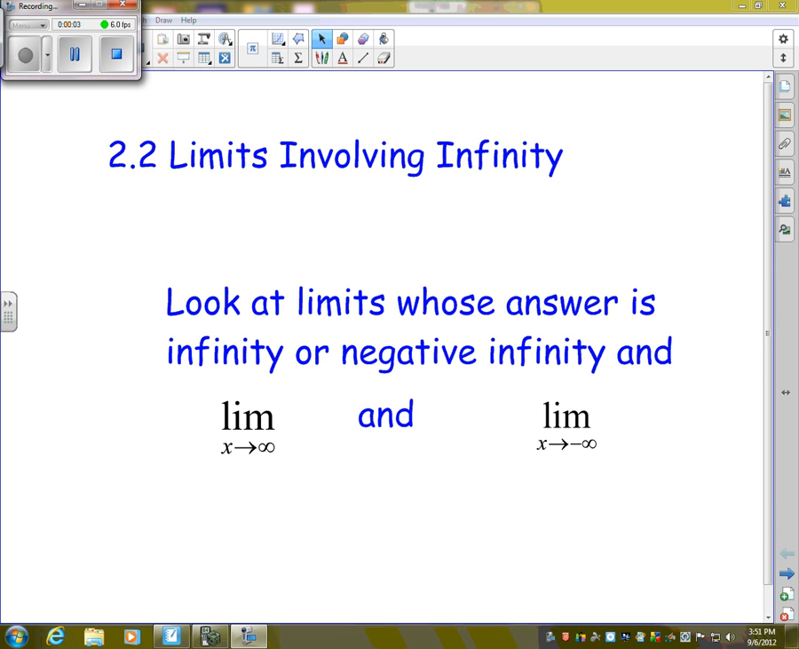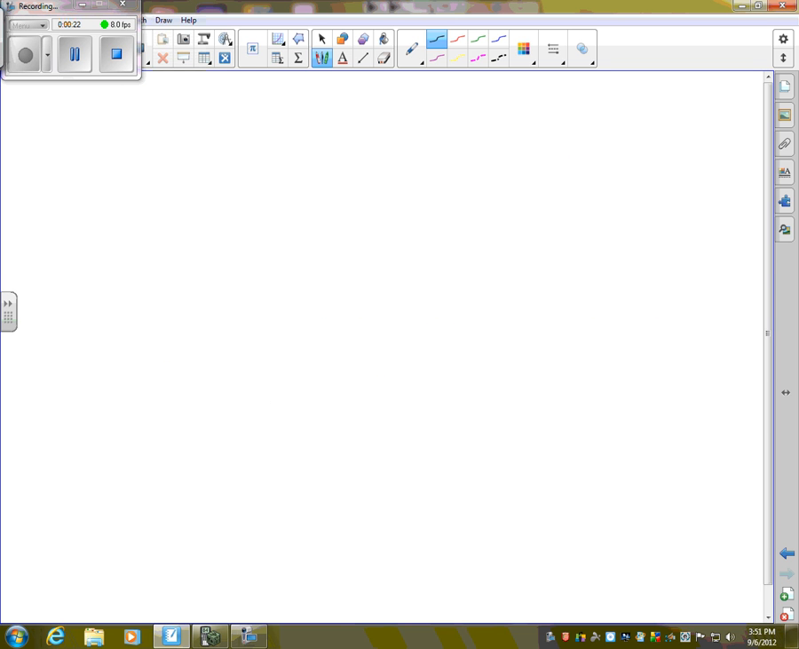Lesson 2.2 is all about limits that are involving infinity. We're going to look at different things. One, limits whose answer could be infinity or negative infinity. And then we're also going to look at limits as x approaches infinity and limits as x approaches negative infinity. The first thing we're going to need to do is go back and revisit our graph from the other day.